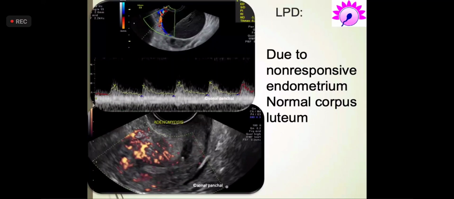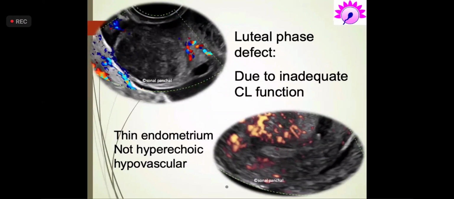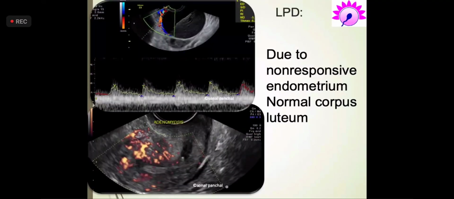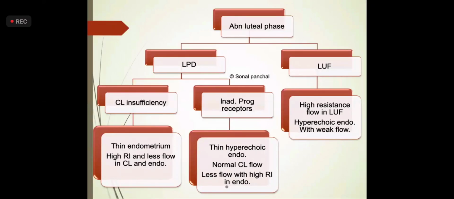If it's inadequacy of the corpus luteum, you will need to supplement the corpus luteum with HCG. And if it is because of inadequacy of the progesterone receptor development, that's when you need to develop better receptors, one by drugs like aspirin, and two by providing proper stimulation protocol so that the estrogen priming is sufficient and therefore the progesterone receptor development is on.